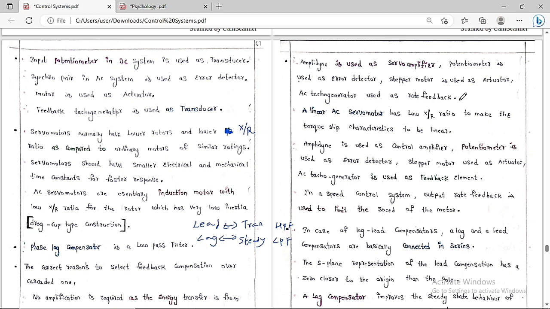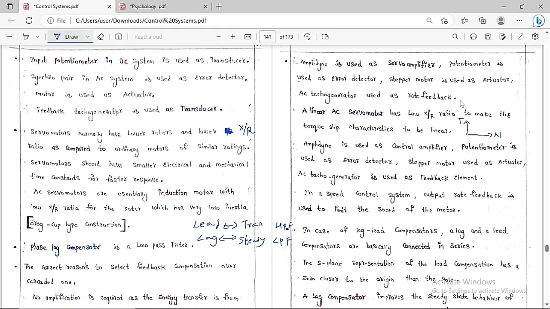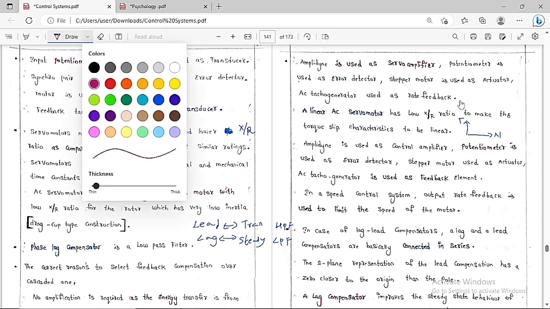The next point is, a linear AC servo motor has the lower X/R ratio to make the torque slip characteristics linear. As I already told you, I have already drawn the graph between torque versus speed or torque versus slip. You can call it anything. So torque versus speed. Let me draw the graph. I have already told this concept, but let me draw this one.